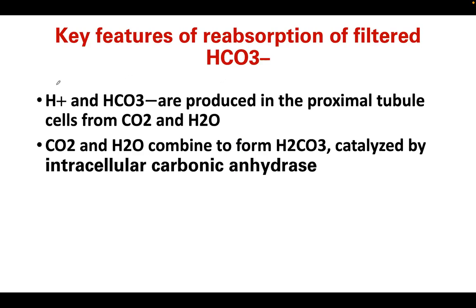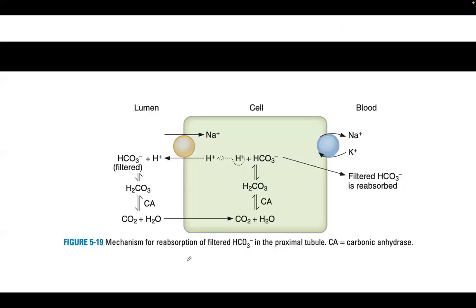Both hydrogen and bicarbonate are produced in the proximal tubules. This is, of course, formed from the cells, from carbon dioxide and water. Both combine, carbon dioxide and water, to form carbonic acid. We already mentioned earlier that this reaction is catalyzed by carbonic anhydrase. Now let me share this figure.